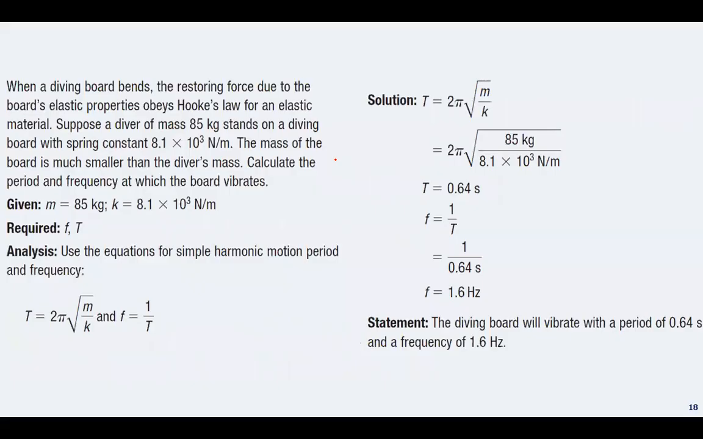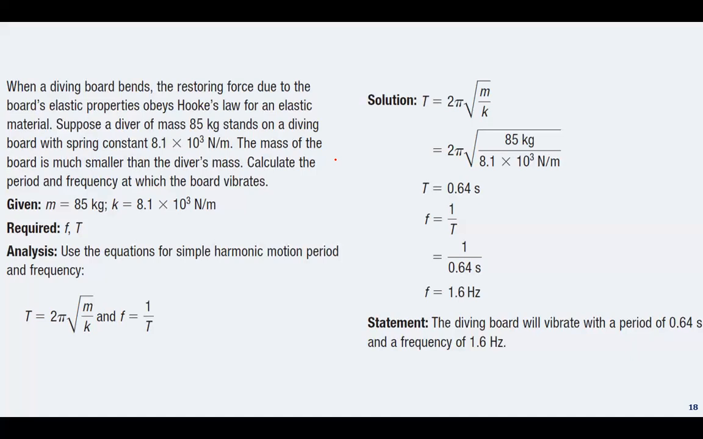Okay, let's have a look at the solution here. So we can use equations for simple harmonic motion. The period T equals 2 pi times square root of m over k. And also note that frequency equals the reciprocal of T. So first of all, we can solve T. T is 2 pi times square root of 85 kilograms over 8.1 times 10^3 newtons per meter, which is about 0.64 seconds. And f is the reciprocal of T, which is about 1.6 Hertz.